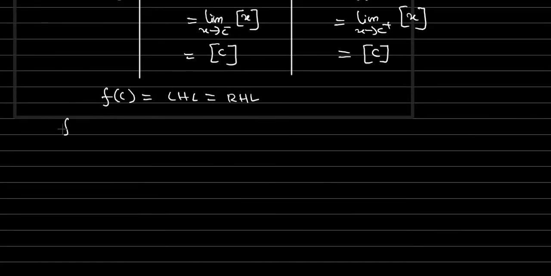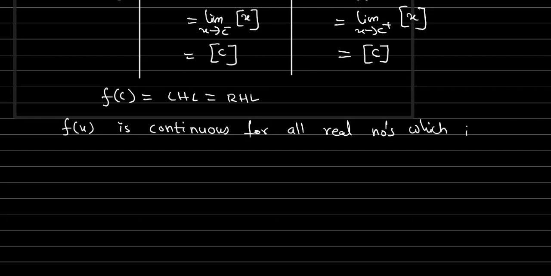So f of x is continuous for all real numbers which are not equal to any integer. Okay, so basically testing the continuity throughout the real line is what we need to do.